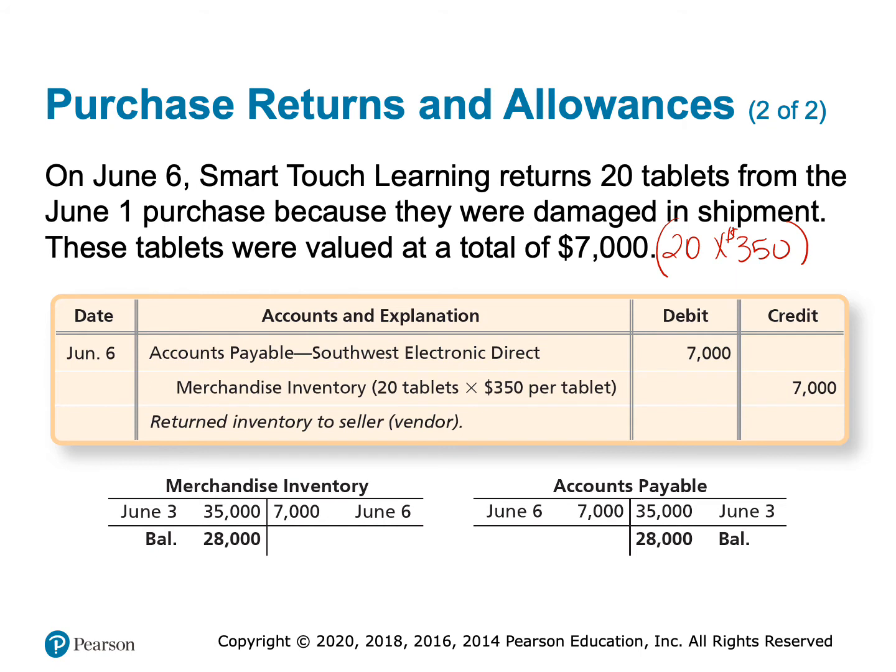So if we look at our T accounts down here, we had originally credited accounts payable for $35,000. Now I've debited it for $7,000. So now I show, hey, I only owe $28,000. And my inventory, which I originally debited for $35,000, I've now credited for $7,000 because I returned this inventory. Now I show, hey, I have inventory that cost me $28,000.